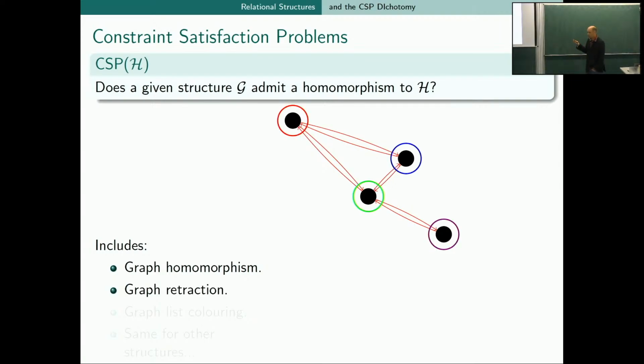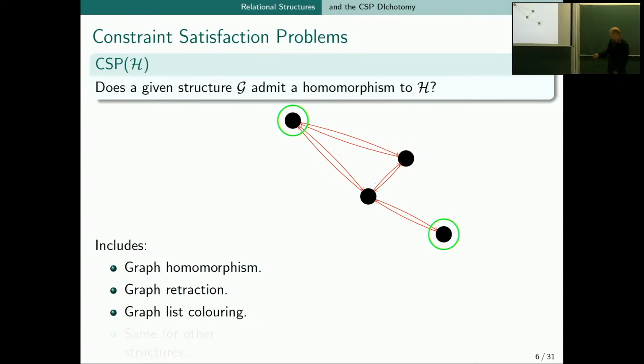And graph retraction, or pre-coloring extension, can also be encoded into CSP. For that, we put a single unary relation on each vertex of a different color. So if in an instance I put a green circle on a vertex, that says it has to map to here. So we can pre-color some vertices and then ask, is there a homomorphism that extends this pre-coloring? This is equivalent to the problem of graph retraction.